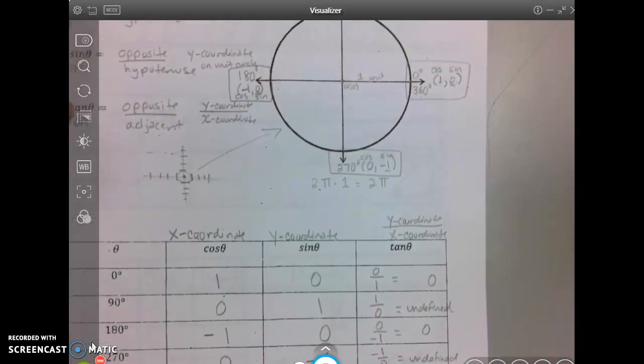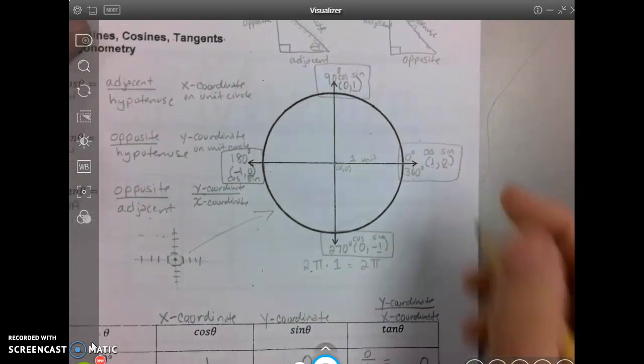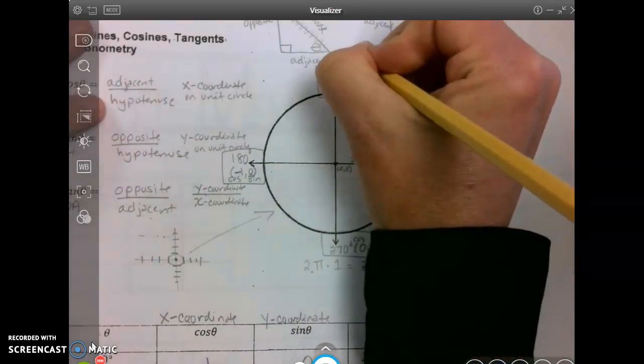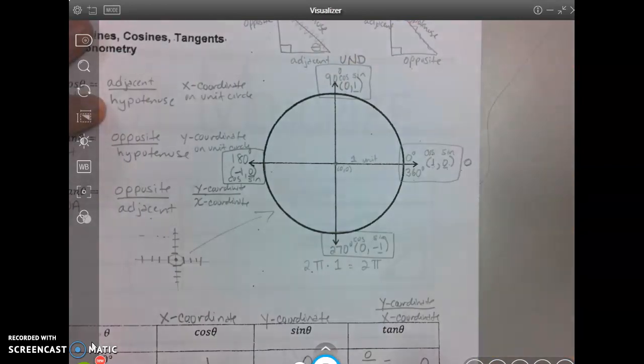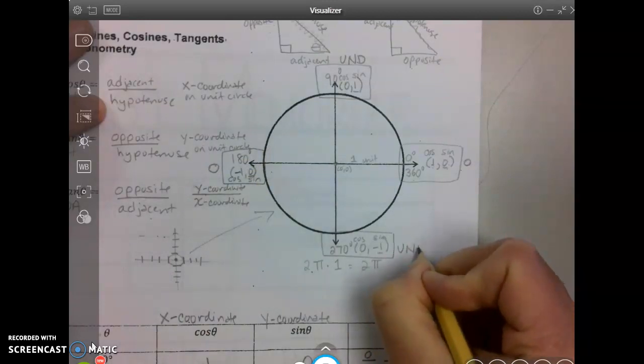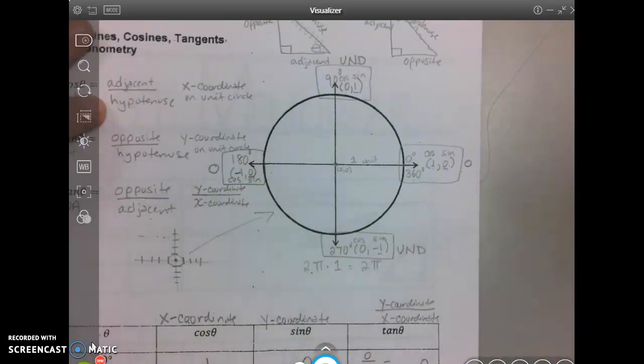So I'm going to add that to my unit circle. I got 0 here for the tangent. I got undefined, which I'm going to abbreviate UND. I got 0 for my tangent. And then I got undefined for my tangent.